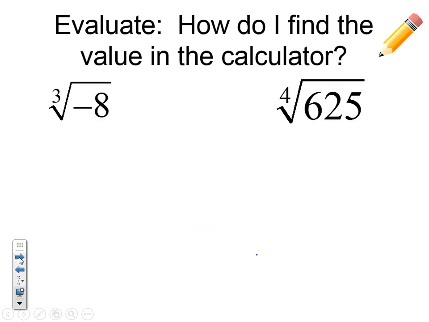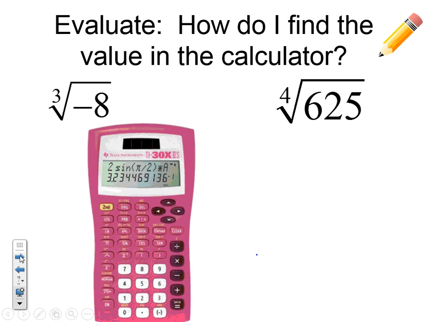Alright, we have 2 more things for you to get written down. We're going to evaluate how we find these with our calculator. So we can type these into our calculator. We can take the cube root of -8. Now if you're not sure where this is on your calculator when you're taking cube roots or 4th roots or anything like that, if you have a calculator that looks like this, you're going to be pushing the 2nd button, and then you're going to be pushing this button right here. So you're going to push 3, then that button, and then you put -8. Now if we type that into our calculator, we're going to get -2.